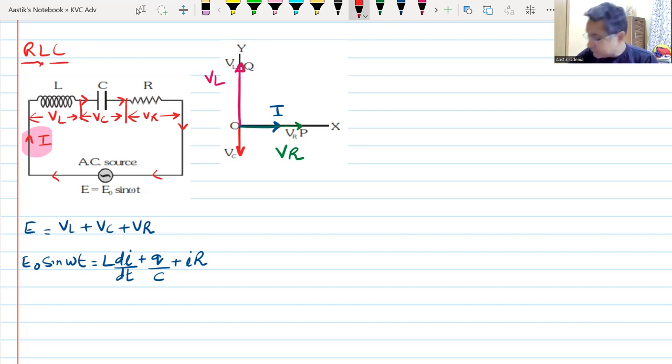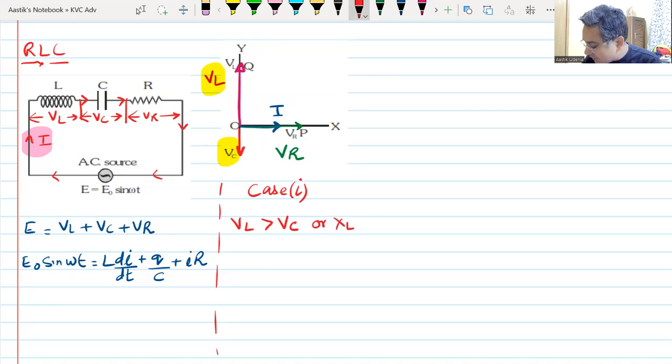Now there are different cases possible. What are the different cases? You can see here that VL and VC are opposite of each other. Now there are three cases possible here. Case number one: your VL, the RMS value, is greater than VC, or you can say your XL is greater than your XC.